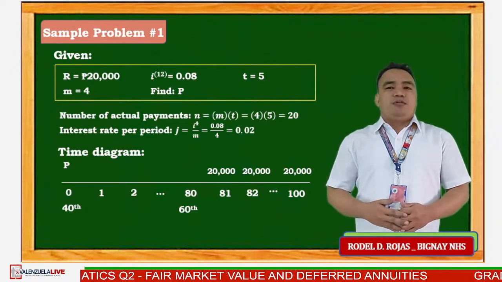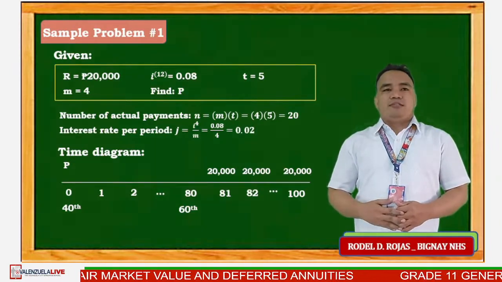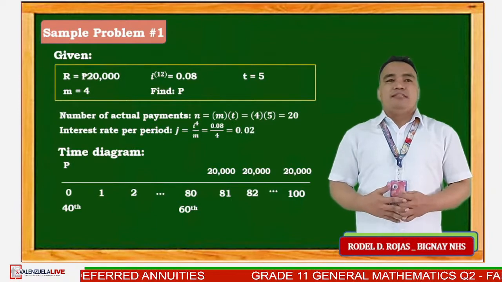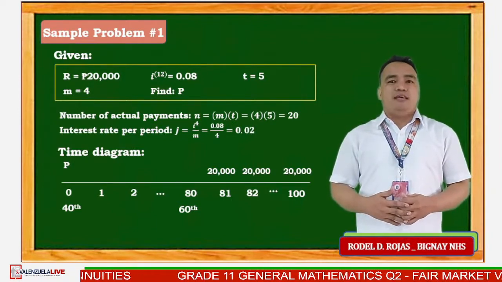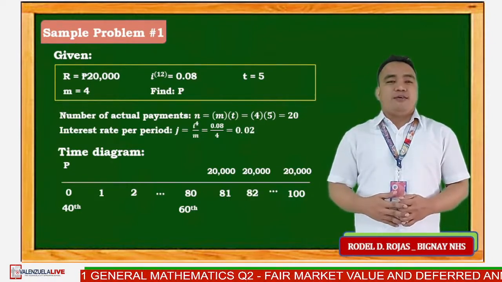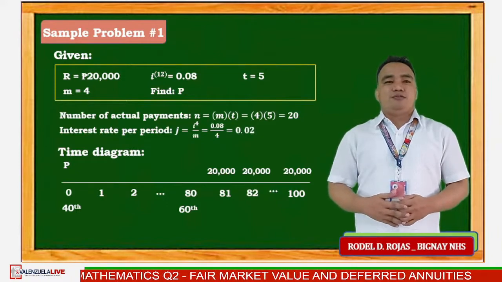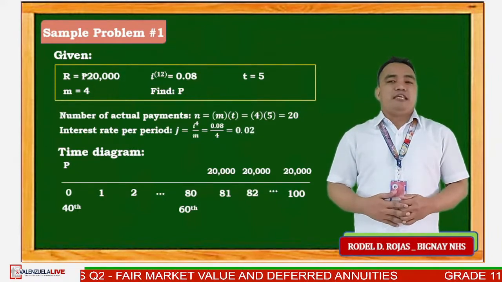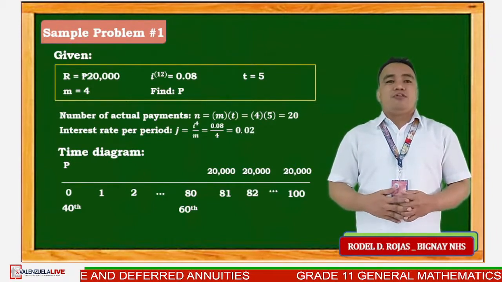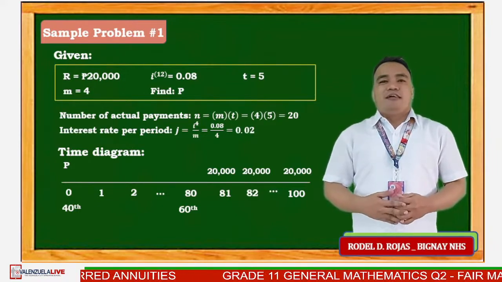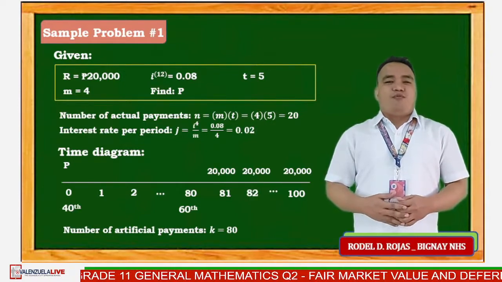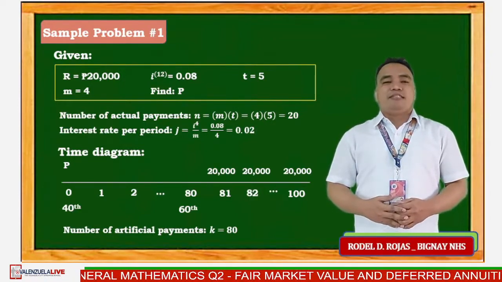And for the number of periods of deferral or artificial payments, let us use the time diagram. The annuity is deferred for 20 years, the difference of his 60th birthday and 40th birthday. Since quarterly, 20 multiplied by 4 equals 80. The first payment is due 3 months or 1 quarter after his 60th birthday or at the end of the 81st conversion period. Thus, there are 80 artificial payments or periods of deferral. The number of artificial payments, K equals 80.